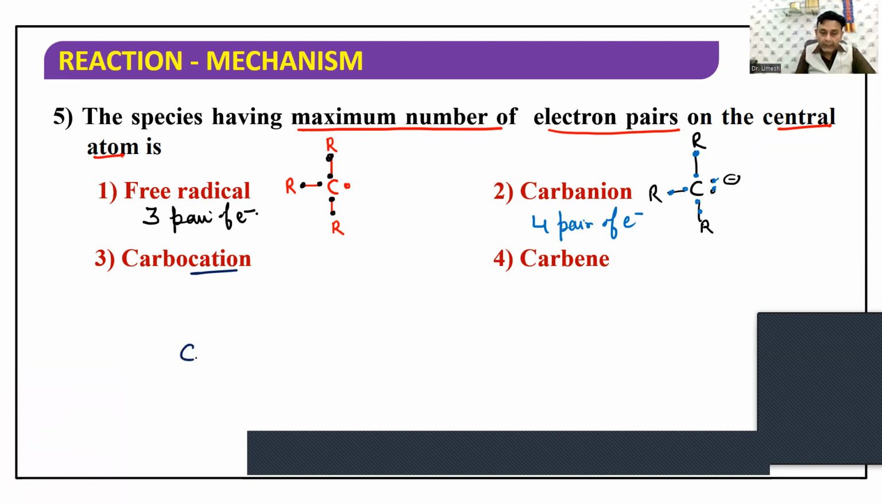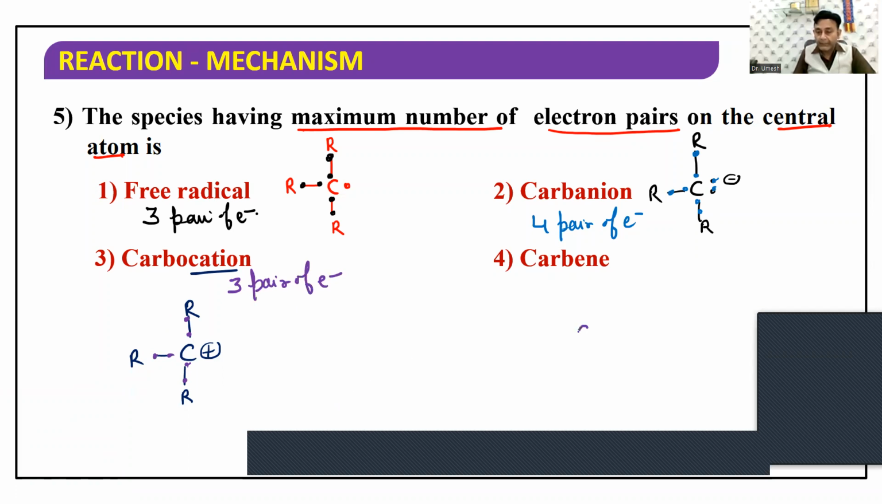Carbocation. In my previous questions, I have discussed what a carbocation is: carbon with a positive charge on the central atom, with say alkyl groups or hydrogen here. Now let us count the number of pairs of electrons here. 1, 2, and 3. So I can say I have 3 pairs of electrons here.